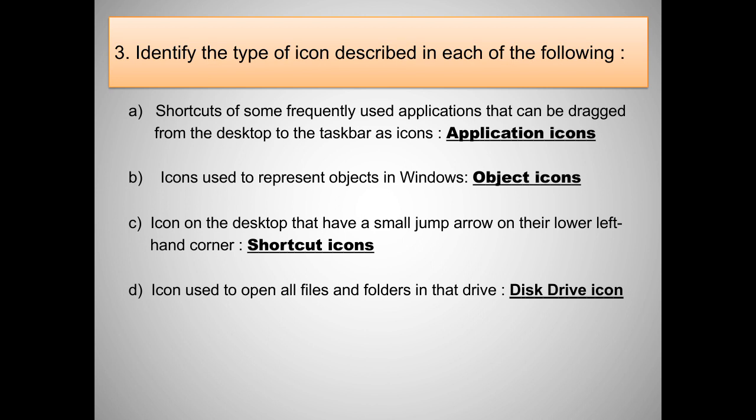So, is it clear, students? So, you have to identify and you have to write down which icon is used. So, you write down in a neat and clean handwriting. The first one is application icon, object icon.